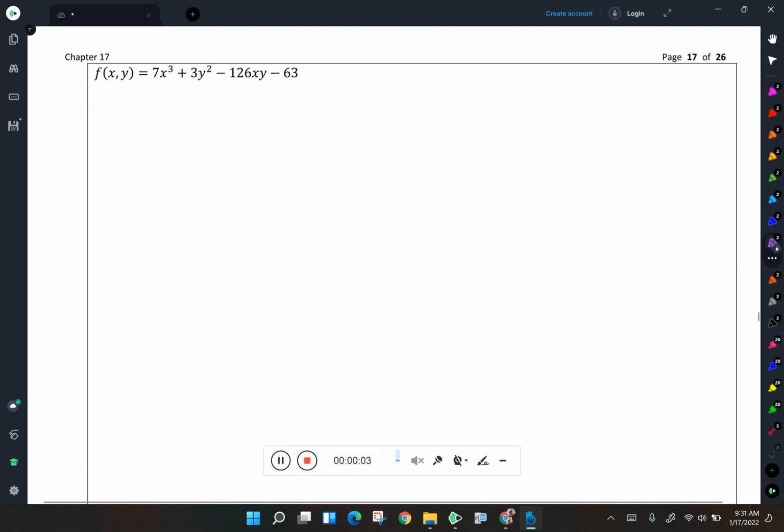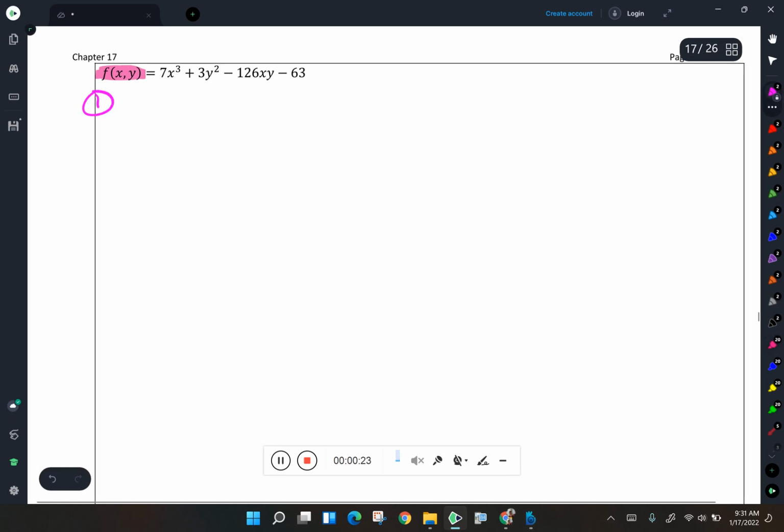Okay, so welcome back for part 2 of section 17.3. We're finding extrema, maximums and minimums for multivariable functions. So here's our next example. We're looking at f of x, y equal to 7x cubed plus 3y squared minus 126xy minus 63. So let's just dive right in.